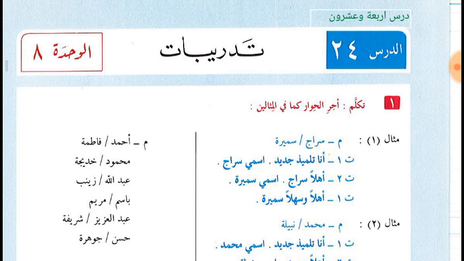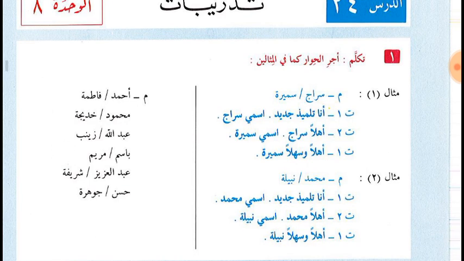On the next page we have a new lesson, the 24th lesson, exercises, Unit 8. Speak: complete the dialogue as in the two examples. Start the dialogue as you did in the examples, so read the examples. سراج، سميرة: أنا تلميذ جديد، اسمي سراج. أهلا وسهلا، اسمي سميرة. أهلا وسهلا سميرة. محمد، نبيلة: أنا تلميذ جديد، اسمي محمد. أهلا محمد، اسمي نبيلة. أهلا وسهلا نبيلة. Okay.